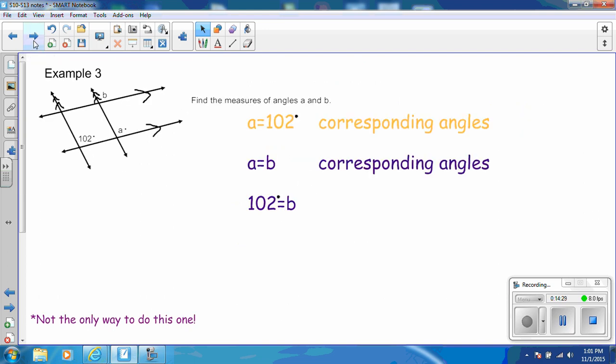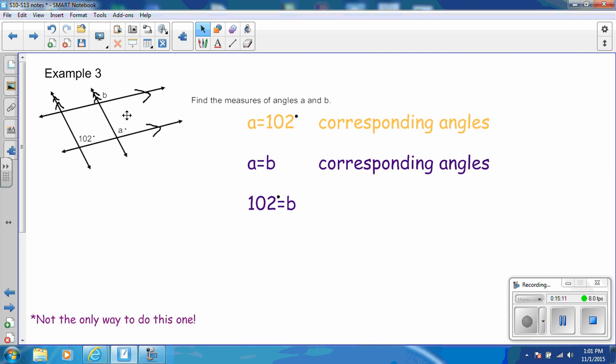For example number 3, we have to find A and B. I'm given 102, the bottom left, angle A and 102, those are corresponding angles. So I have my parallel lines, both directions. And I see that 102 and A, those are corresponding angles with these to here. Those are my parallel lines, and then that more horizontal line there is my transversal. So 102 and A, those are corresponding angles. They're both in the same spot. So they equal each other.